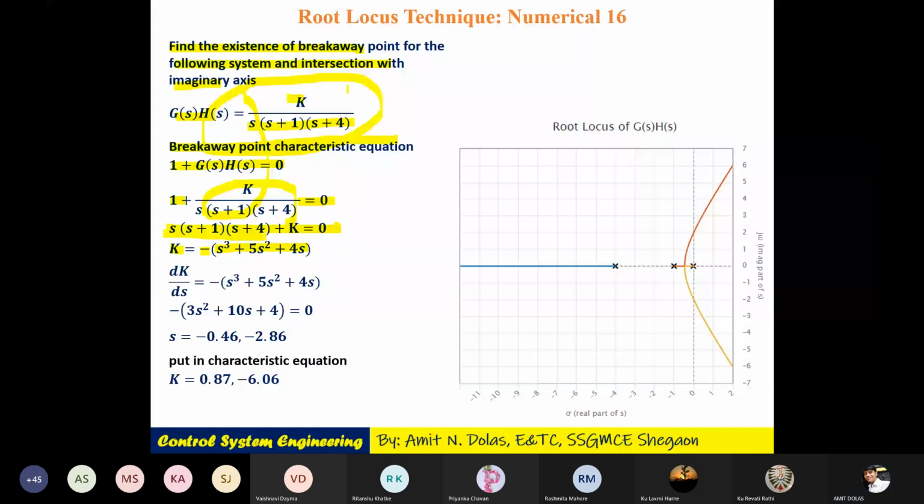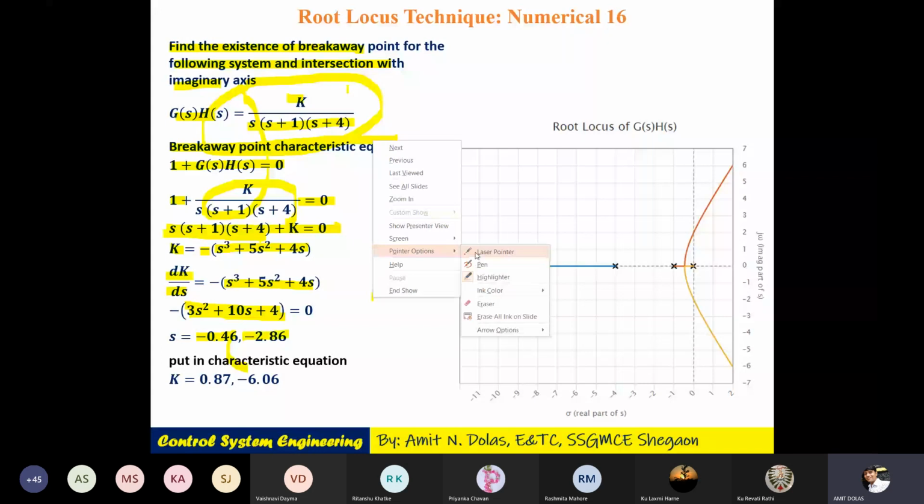Will be what? After finding dk by ds, it will be 3s square plus 10s plus 4 minus, of course, n outside. If we calculate the root for this, there will be two roots here. S is equal to minus 4.6 and s is equal to minus 2.86. Earlier only one was found, now two have come. Now there is a question mark.